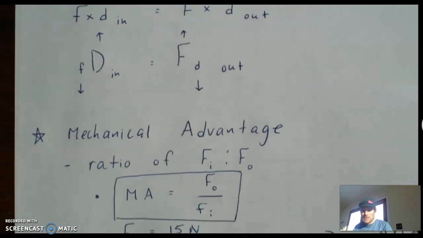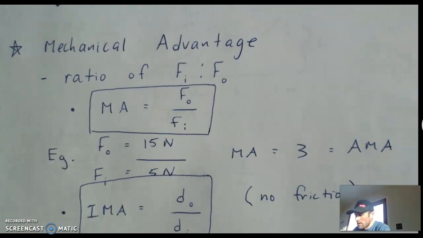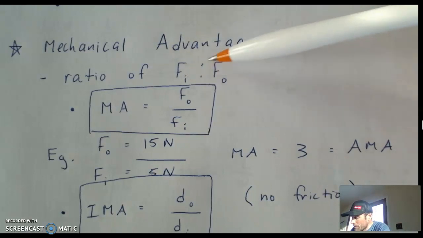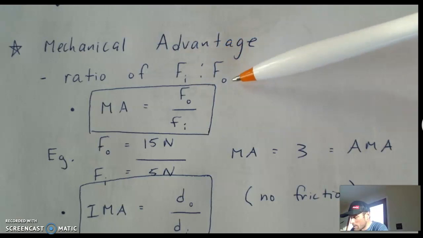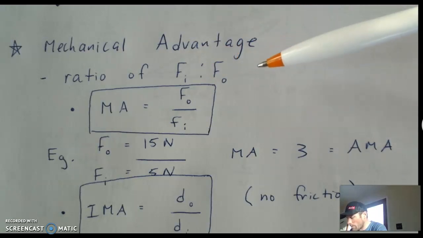How does this relate to the concept of mechanical advantage? So mechanical advantage tells us by how much we can magnify our force. And so what I like to use is the notation F sub I and F sub O. Sub I means my input force, and sub O means my output force. Your textbook likes to use F sub E and F sub R, but I think it's a little more intuitive to just use in and out. But don't let that throw you off too much.